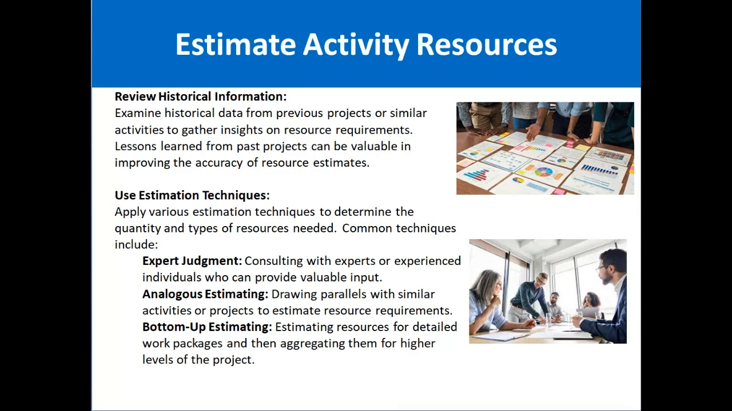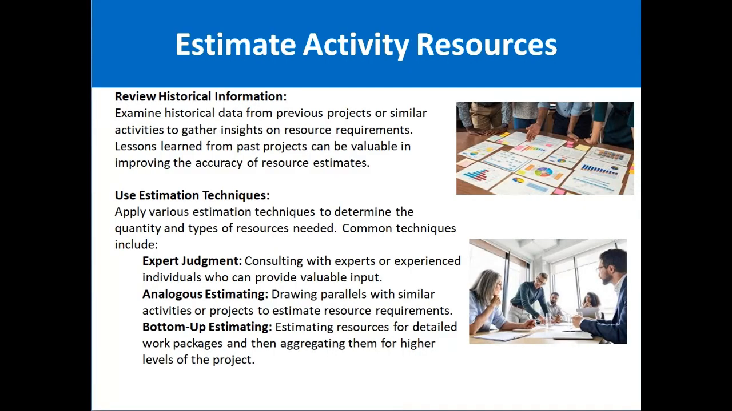Next is analogous estimation. Analogous estimation means that we are reviewing the projects which we have completed in the past, or similar projects, and reviewing those estimates. For example, if in the past a similar project was completed with 10 resources, you can have an idea that the similar project can be completed with the same estimate or similar estimates, plus or minus 5. So you can use those estimates from the historical data as well.